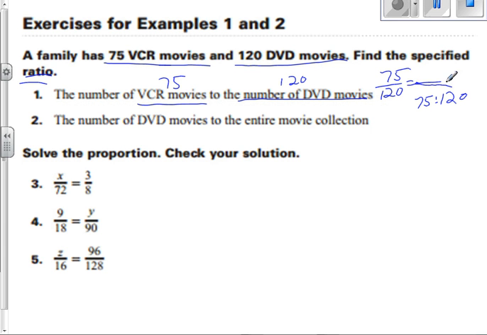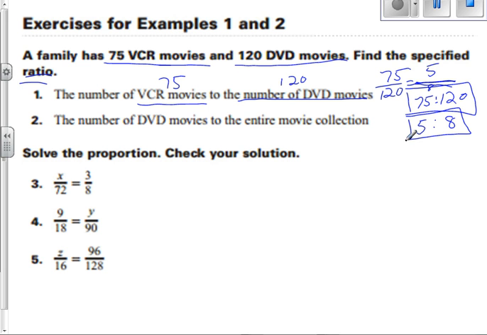You can reduce your fractions, that you know how to do, so you could divide both of those by 15 and get 5 over 8. In colon format, it works the exact same way. You would still divide both sides by 15. 75 divided by 15 would give me 5, and 120 divided by 15 would give me 8. So again, you can still reduce it in both formats, whether fraction or colon.